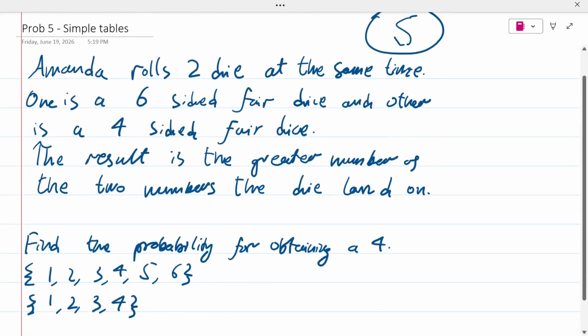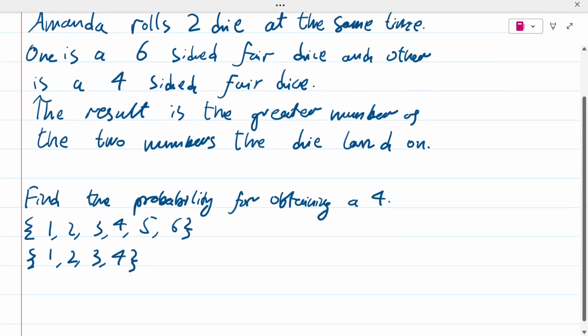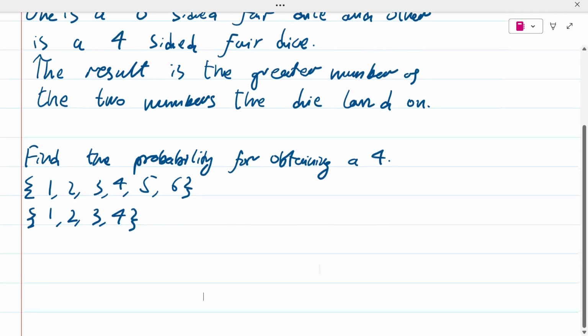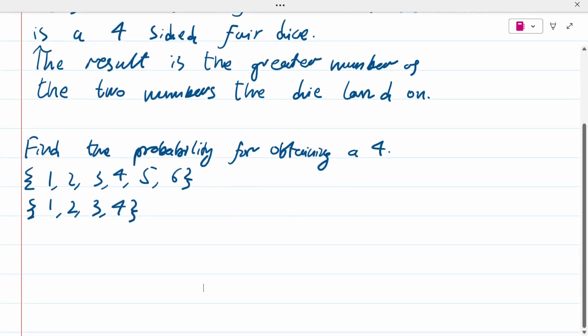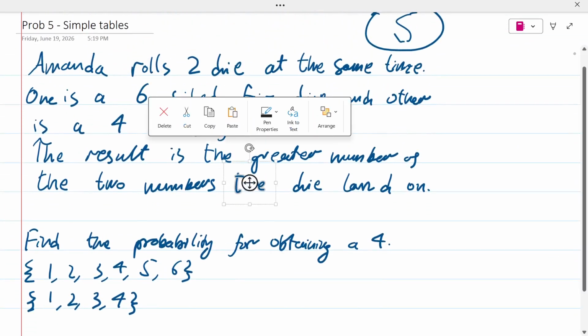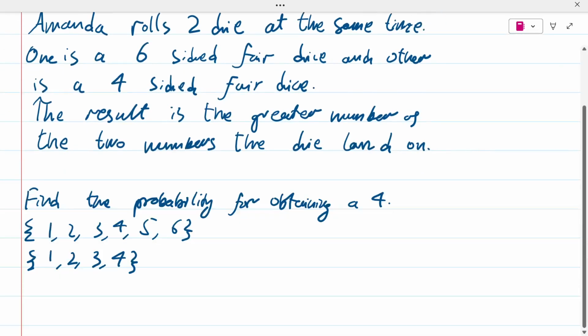Yes. I was saying that the structure for these kinds of questions is that two things are going to be happening at the same time. One thing, and the second thing, and they're going to tell you the result, right? And then we will look at how you're going to create a simple table from there. Now, look, for this question, the result is the greater number of the two numbers that the die land on, right? Or they roll on.